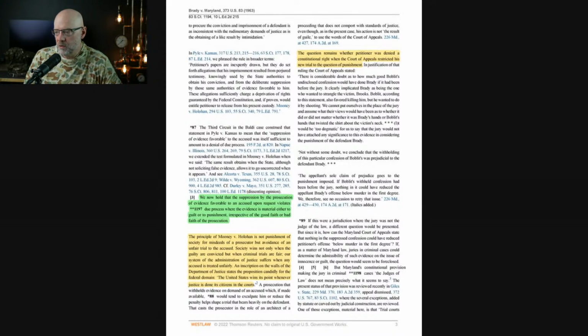Holohan, which is another Supreme Court case, is not punishment of society for misdeeds of a prosecutor, but avoidance of an unfair trial to the accused. Society wins not only when the guilty are convicted, but when the criminal trials are fair. Our system in the administration of justice suffers when any accused is treated unfairly, like we've seen here day after day after day with Karen Reed.